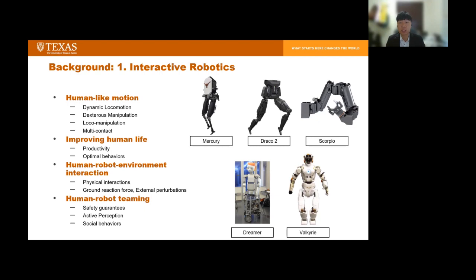Secondly, we aim to put these robots in unstructured environments, such as real human life, because these robots give us really good productivity while doing assigned missions in that environment. Of course, the behavior should be optimal, in my opinion. Third, we should consider physical interactions such as ground reaction force or unknown disturbances. Lastly, human-centered robots are usually operated in human-robot teaming, so they require safety-warranted behavior.